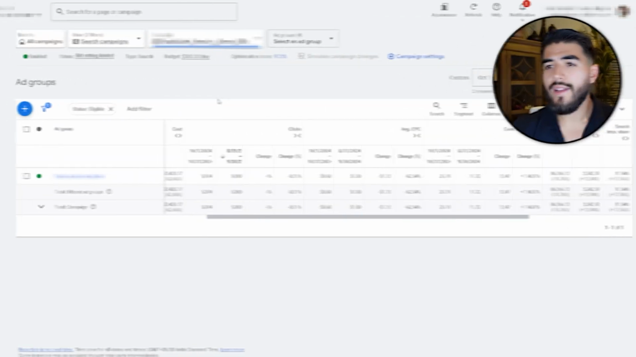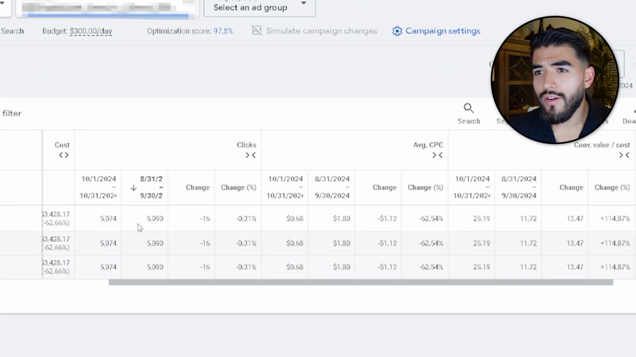So real quick, just to show you proof that bid strategies matter and they can impact how much money you're spending and the result you're getting, let me show you one of my clients' examples. I had taken this client on at the end of September going into October. What you're going to see here is a comparison of October versus the previous time period, so the previous 31 days versus my first 31 days with the client.